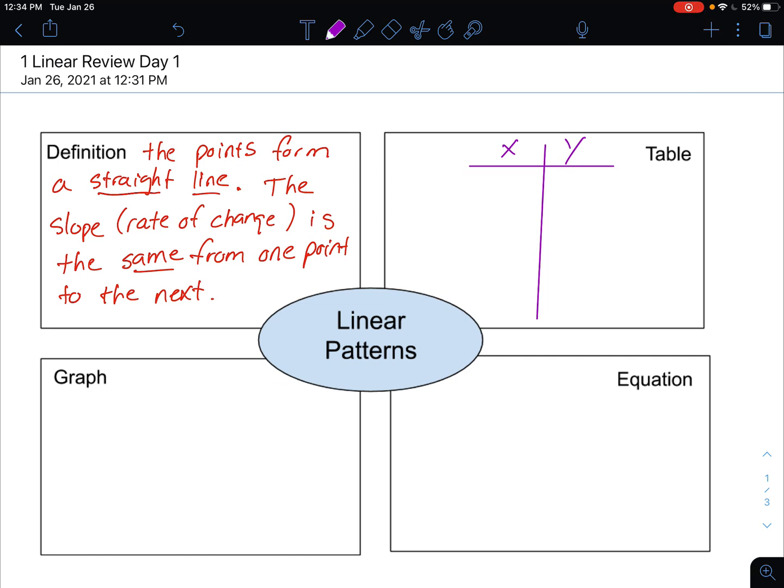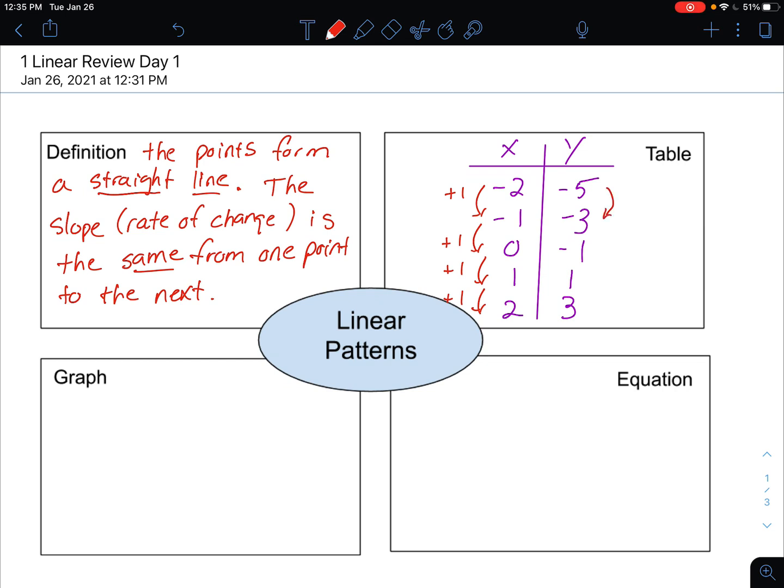I'm just going to make up some values here. Let's say our X values are something like -2, -1, 0, 1, 2, and our Y values are -5, -3, -1, 1, 3. If this is a linear pattern, that means that our rate of change is the same from one point to the next. As we go down, our X values are increasing, and each one of these step sizes is the same. That's important. Those are all going up by 1.